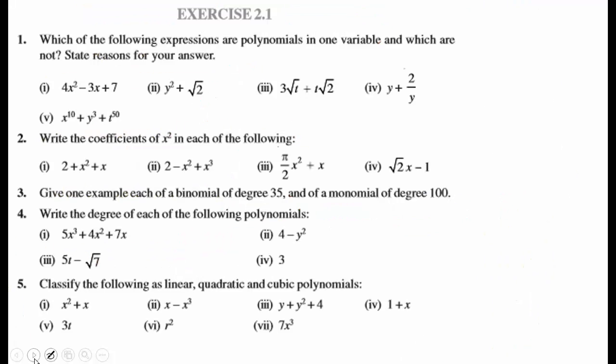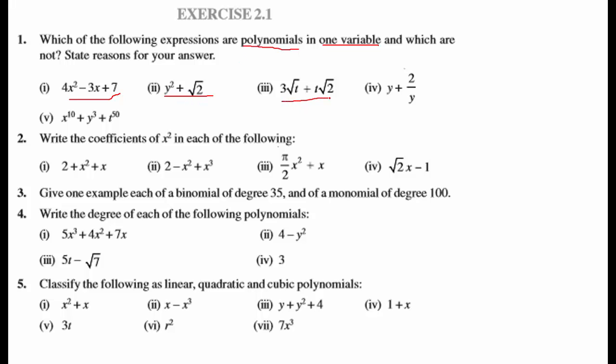Now our exercise 2.1. First question is, which of the following expressions are polynomials? First we have to check whether the expression is a polynomial or not in one variable, then we will check the number of variables. Now this satisfies the condition for polynomial, and this is also in only one variable, that is x. So this is my polynomial in one variable, and this is also a polynomial in one variable, because there is only one variable, that is y, and the conditions for polynomial are satisfied here.